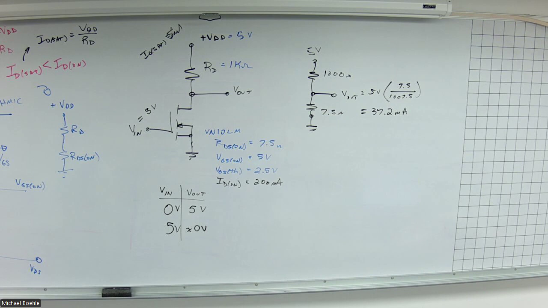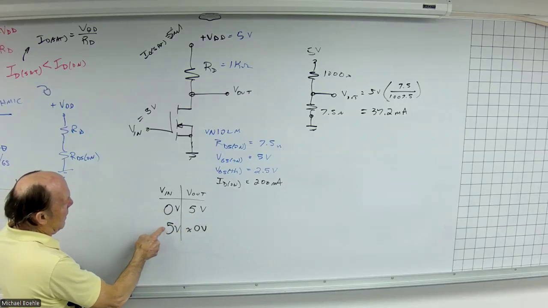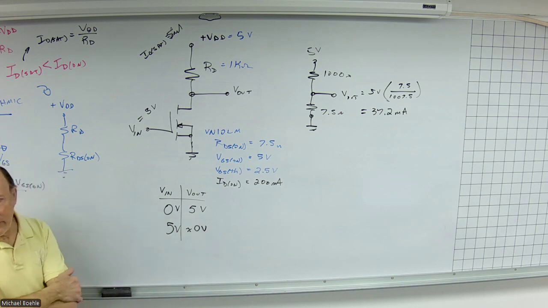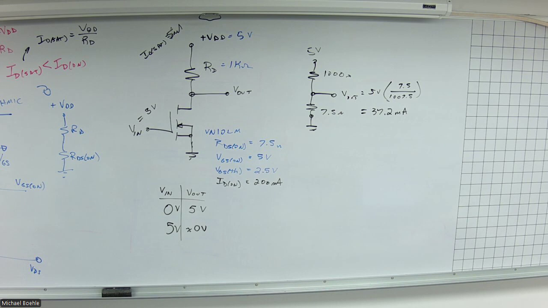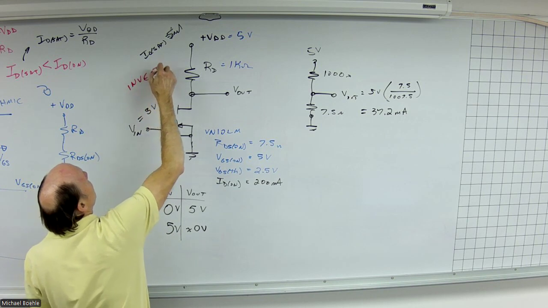What type of circuit do I have here? Gotta go back to digital. Low in, high out. High in, low out. What is this? You ought to switch. This is a digital logic circuit. What is it? Inverter. It is an inverter. Exactly. Okay. So I just built an inverter.